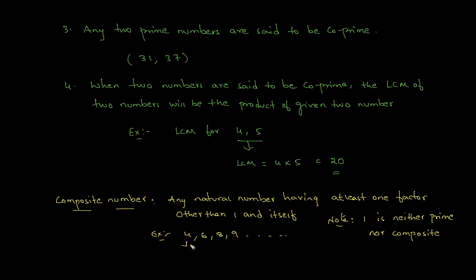See, what are the factors of 4? 1 into 4, 2 into 2, so 1, 2, 4. You have an extra factor other than 1 and itself. If you had only the factors 1 and 4, then definitely that would be a prime number. But in this case, you have the extra factor 2. So 4 is not a prime number, it is a composite number. Understood the difference between composite and prime numbers?